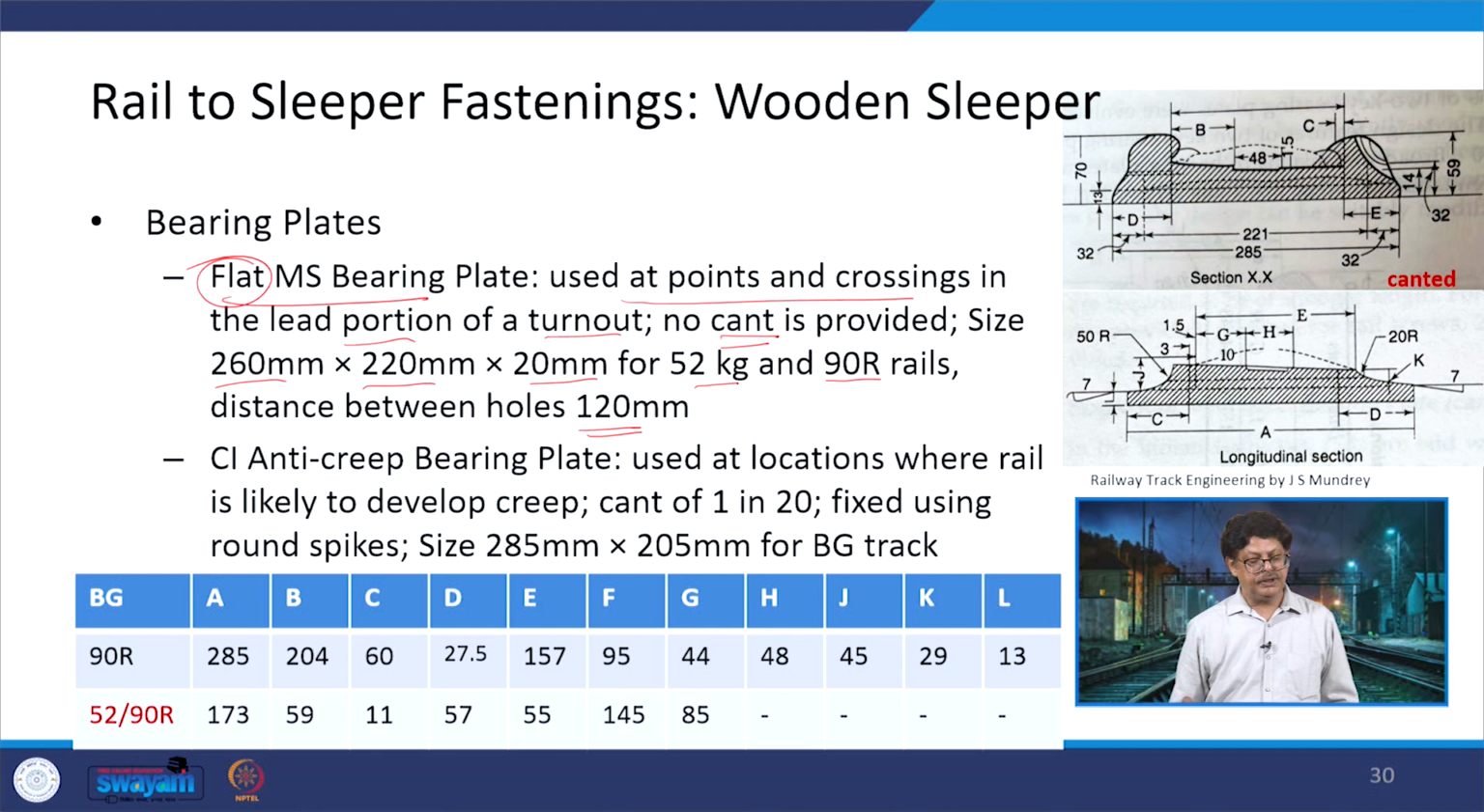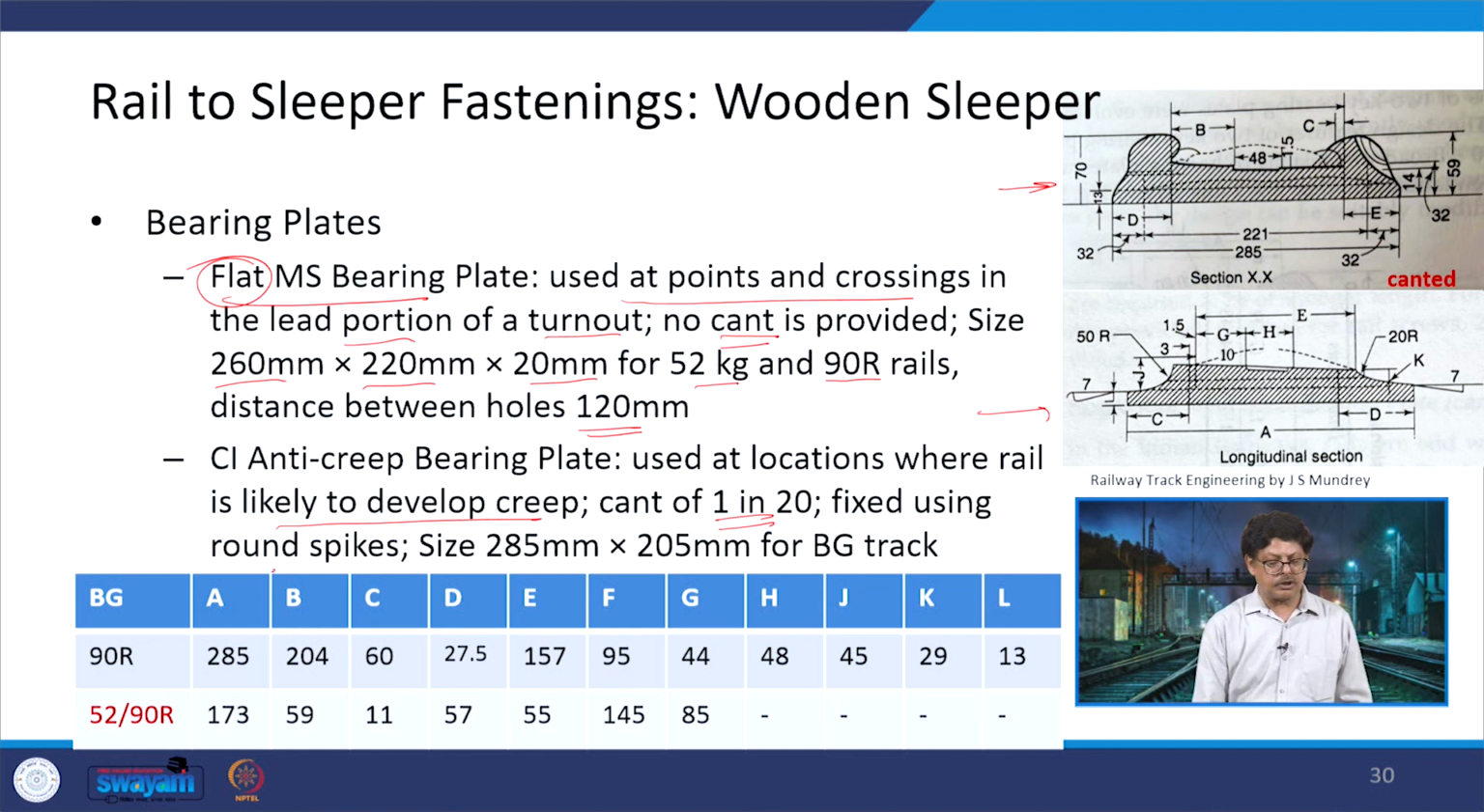So, we can see here this is an MS bearing plate being provided, and various dimensions are being given here. Now, the CI anti-creep bearing plate is used at the locations where the rail is likely to develop creep, and here again the cant of 1 in 20 is being given. So, this is a canted CI anti-creep bearing plate being shown.